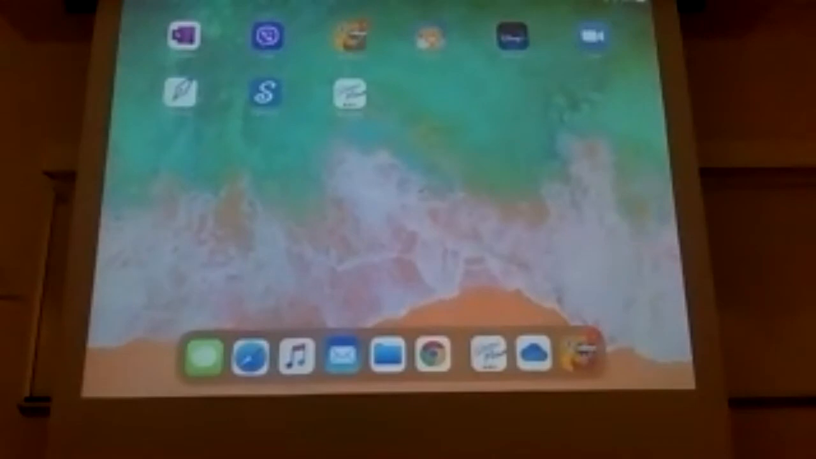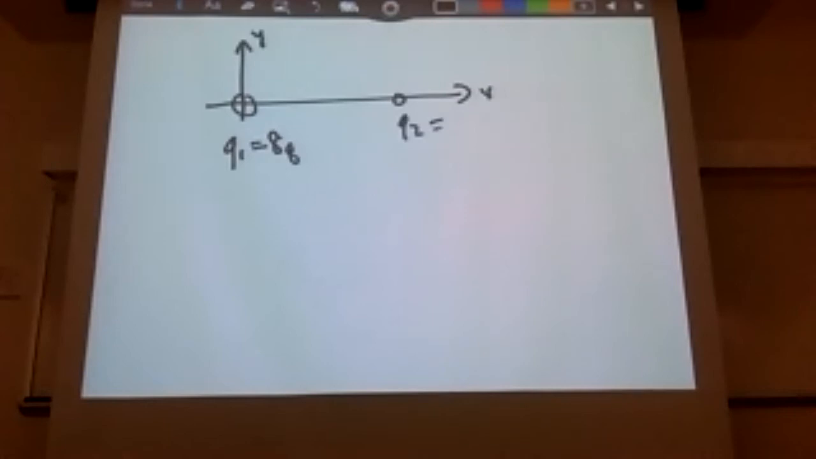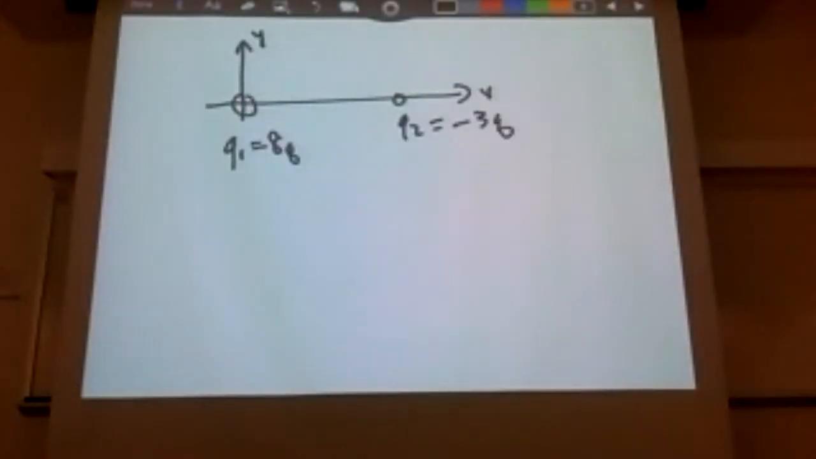So we actually already kind of did this before, but when we did forces, but let's do it again. So again, here is my x-axis and my y-axis. Q1, I'm told, was here, and that was what, 8Q. Q2, I'm told, was here, was equal to minus something, 3Q. So minus 3Q, and I know this distance here is, again, the distance L.